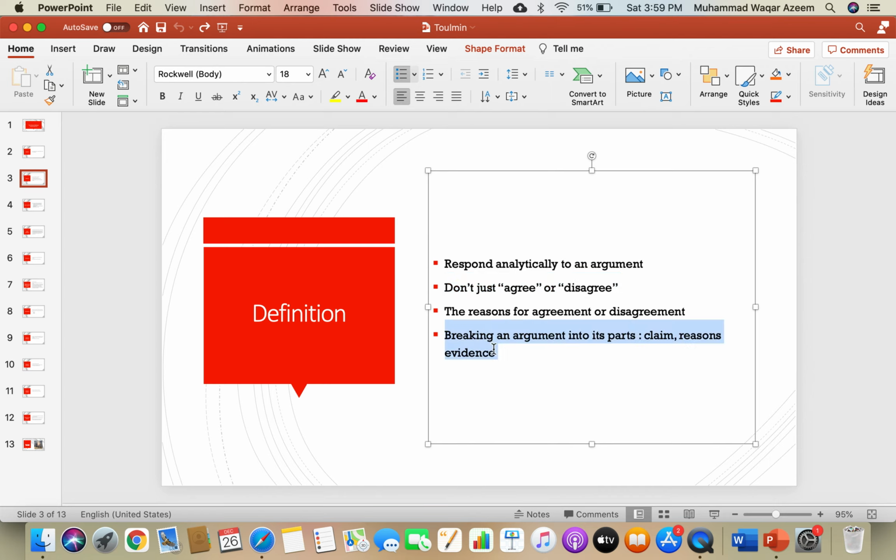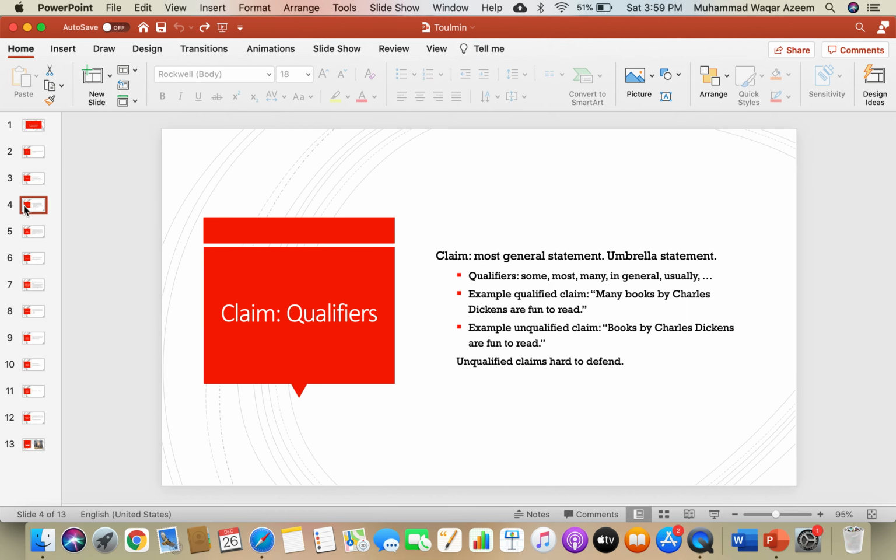Through the Toulmin method, you learn how to break an argument into its parts. The parts of an argument are claim, reasons, and evidence. Let's have a look at how the Toulmin method works and what the parts of an argument are. The Toulmin method works by helping us identify the parts of an argument.